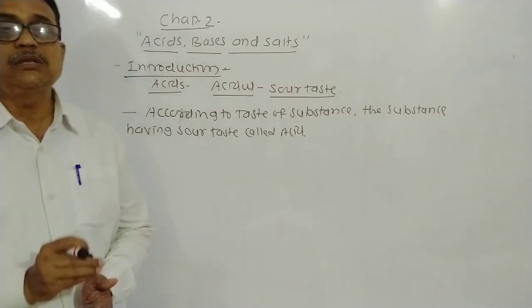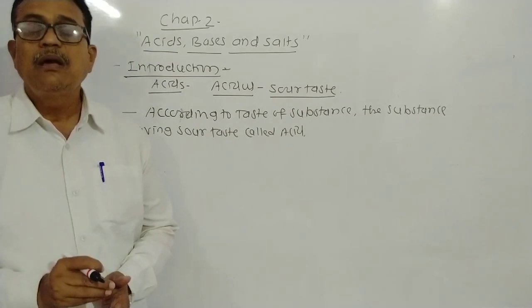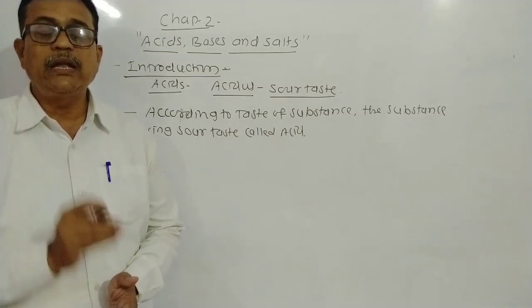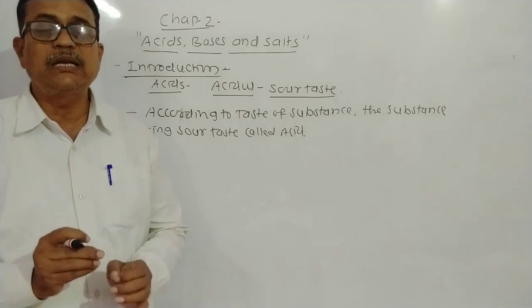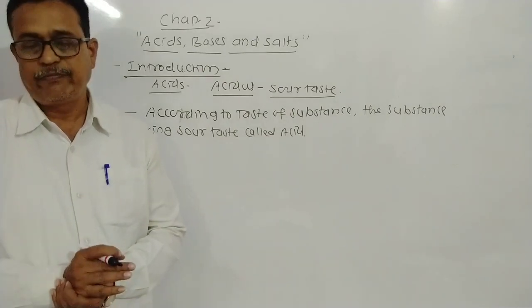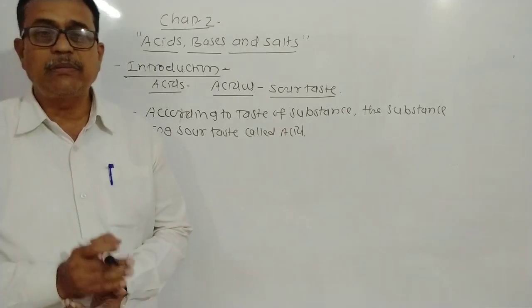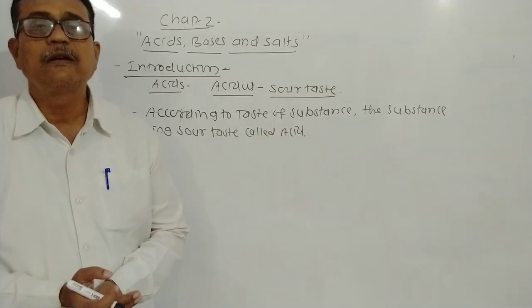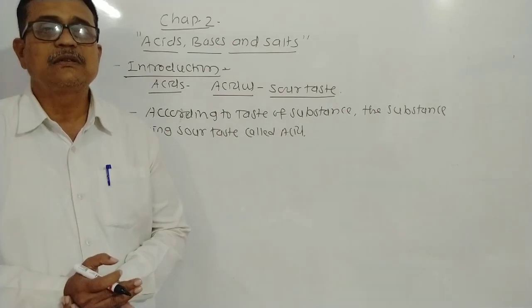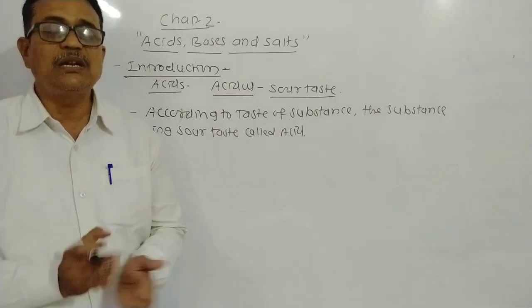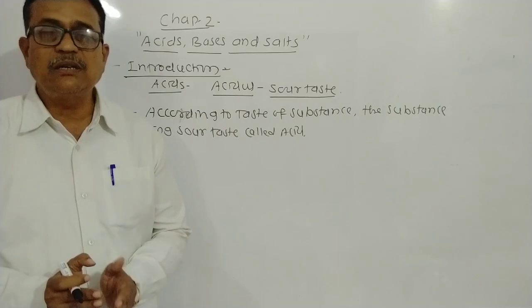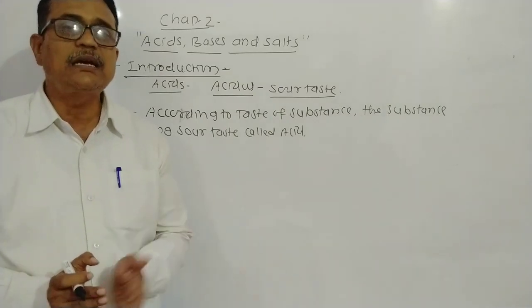Dear student, all the substances in the market or in the laboratory or anywhere that have a sour taste are acids. For example, lime, tamarind and other substances are natural acids. They are natural substances having a sour taste, so they are acids.